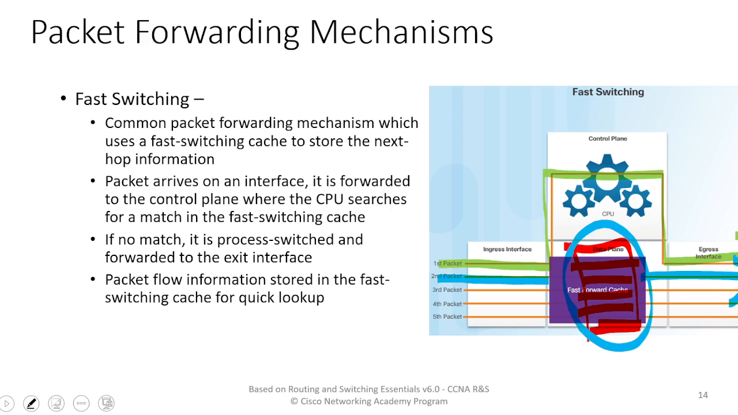So if there's a match, we will use the cache. If there is no match, then we'll have to go through the control plane. So this becomes a much more efficient process compared to process switching. That is, fast switching is comparatively better than process switching.